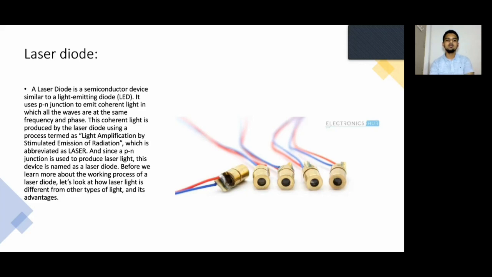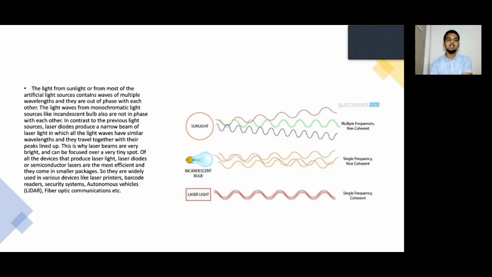Before we learn about the working process of a laser diode, let us see how laser light is different from other types of light and its advantages. The light from sunlight or most other artificial light sources contains waves of multiple wavelengths, and they are out of phase with each other. The light waves from monochromatic light sources like an incandescent bulb are also not in phase with each other.